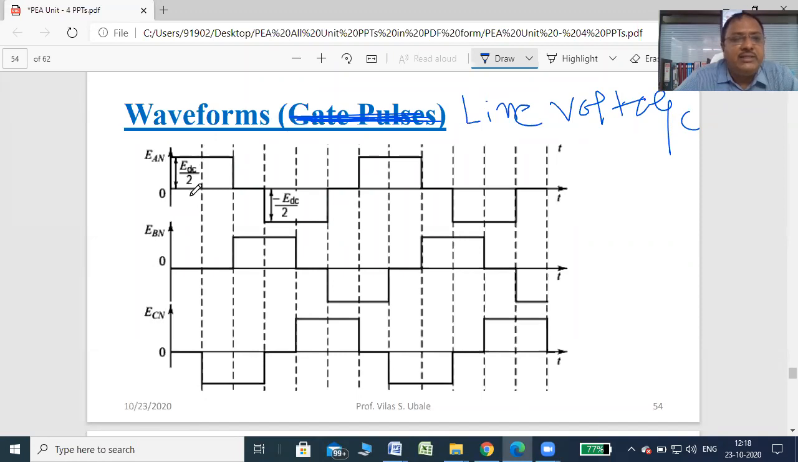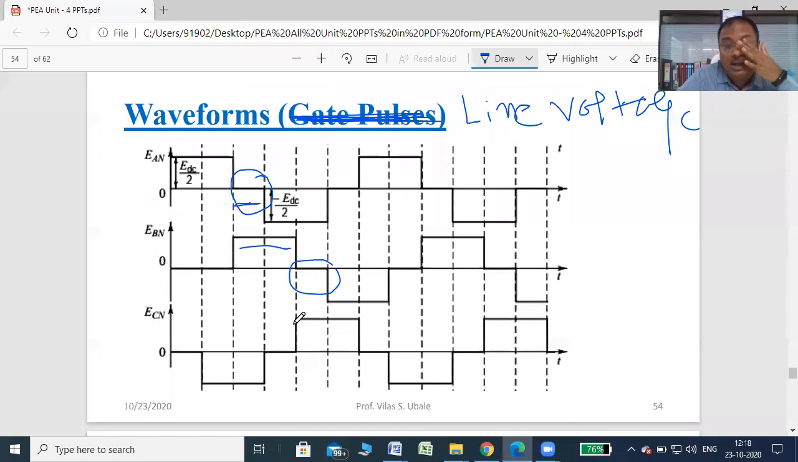The EAN is EDC by 2 for 120. After that, it stops. This is a disadvantage. EAN does not continue for 180. It is continuous only up to 120. Then there will be a break, or you can say EAN is equal to 0 during 120 to 180. Then EBN starts here. It is also 120 degree. Then again it is off for 60, and similarly for the ECN.